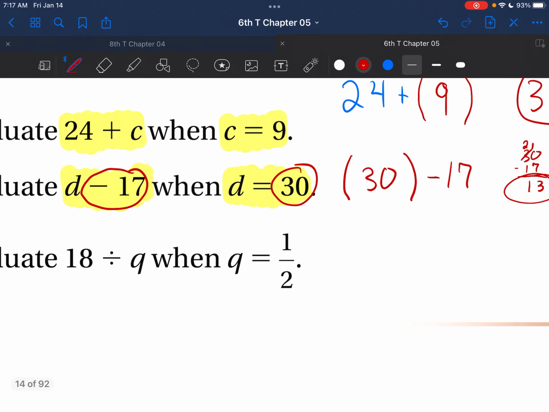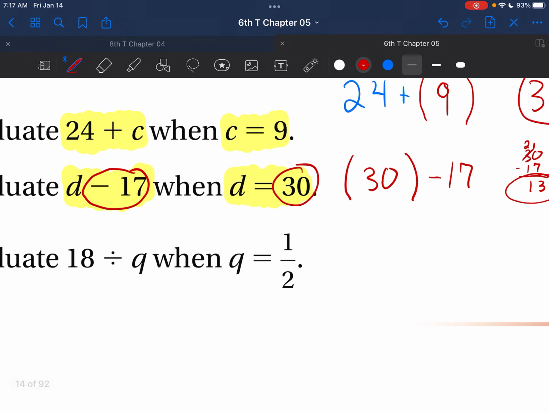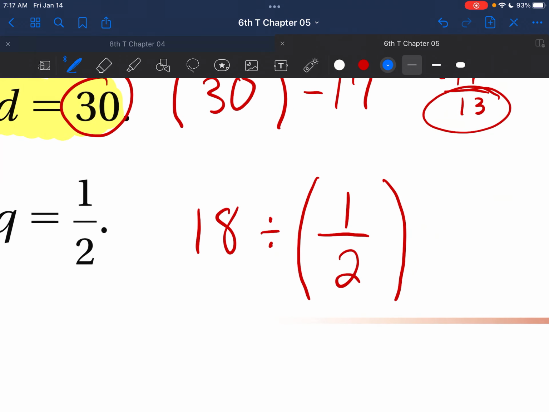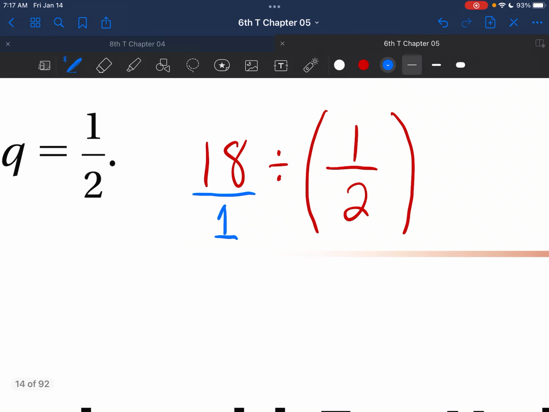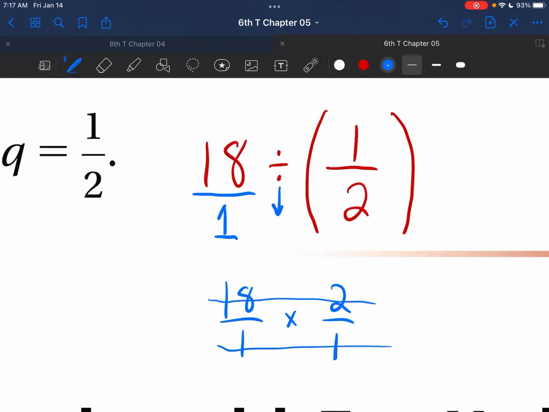All right, here we go. Ooh, this time we got a division problem. Let's see how this works. So we have 18 divided by, and then instead of q, we're going to put 1/2, like this. So here's my question, ladies and gentlemen. How do you divide a whole number and a fraction? Well, you're going to put your whole number over 1, right? And then you're going to flip the second fraction, so that's 18 over 1, and then 2 over 1. And then the division sign turns into a multiplication sign. Then how do we multiply fractions? You multiply straight across.